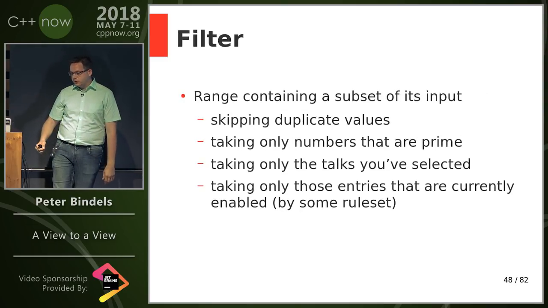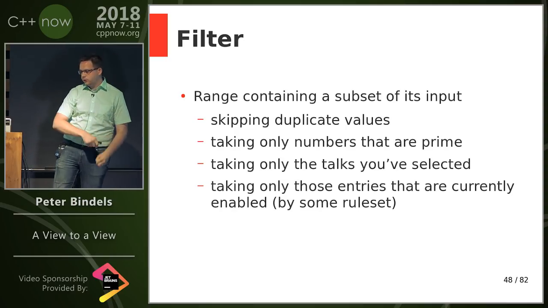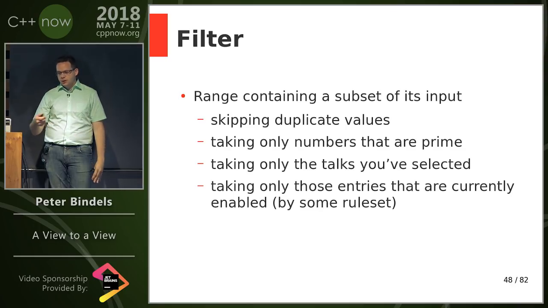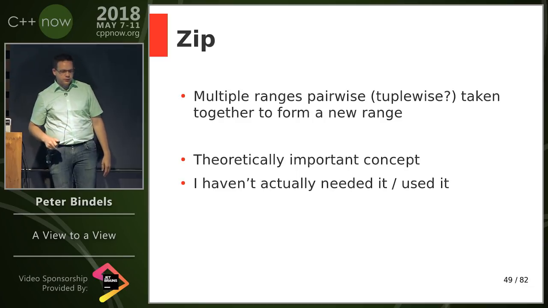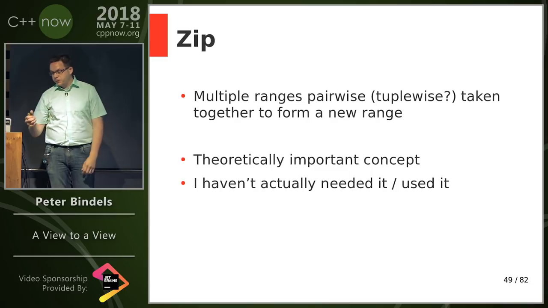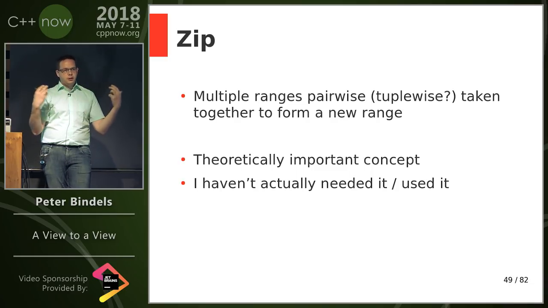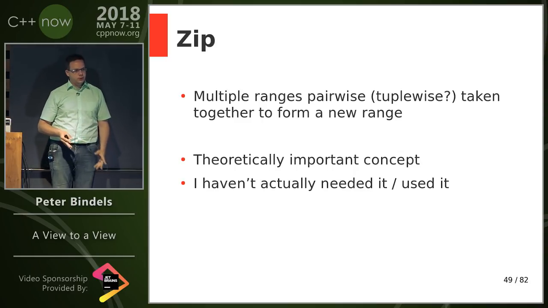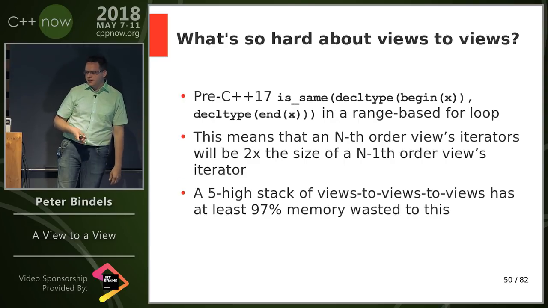And then we have a filter. The filter is basically taking the input range and then skipping over the values you don't want to have. This is one that we're going to be implementing. So you can skip duplicates, you can take only prime numbers, many variants. I'm going to be speeding up a little bit because I think I'm just past the halfway point and we still don't have much time left. And then there's zip. Zip is the last kind. It has multiple ranges that you zip up pairwise to form a tuple, and then a range of those kinds of tuples. It's something that's theoretically very important, and I know that there are uses for it, but I just haven't used it yet. No case came up.